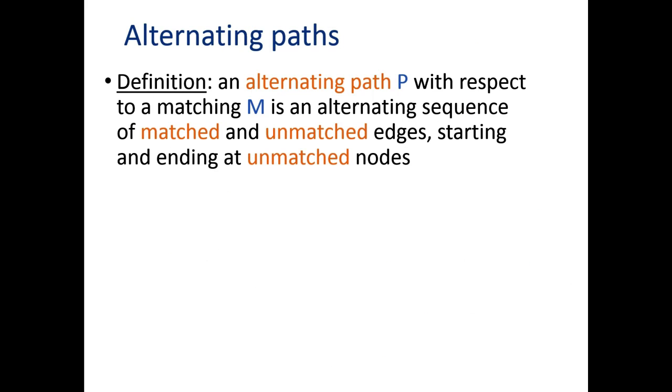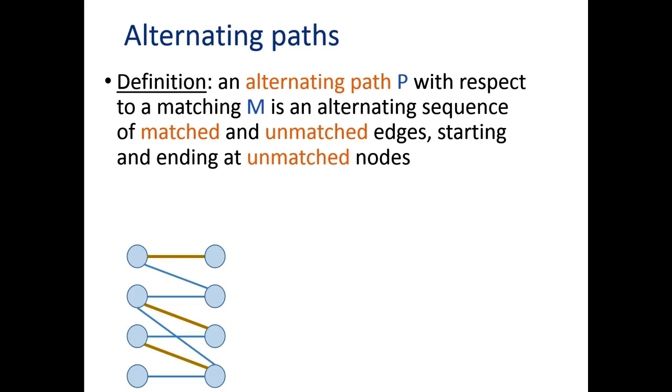So, a definition that will be important for the algorithm: an alternating path with respect to a matching is an alternating sequence of matched and unmatched edges starting and ending at unmatched nodes. So here, for instance, what would be an alternating path? I have to start at an unmatched node, so I have to start at the bottom. And as I start at the bottom, I go zigzag, zigzag, zig, unmatched.